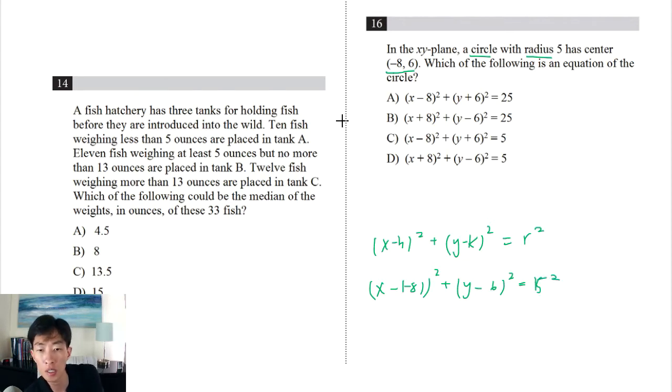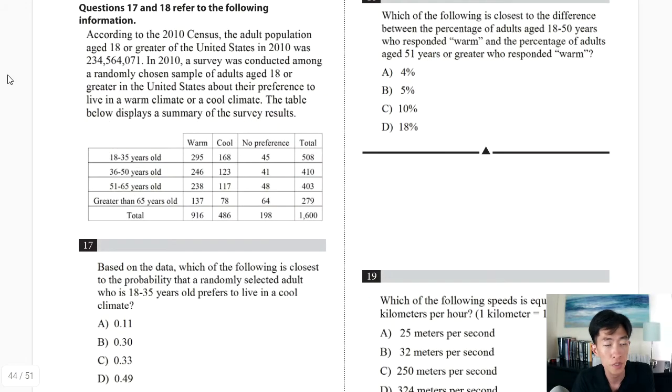So that automatically should point you to choice B, and that's going to be the answer. The only potentially confusing part was to keep in mind that when you have a negative number, subtracting a negative means you're adding a positive. All right, 17 and 18 refer to the graph, so let's read it.